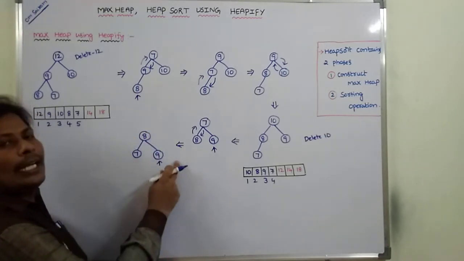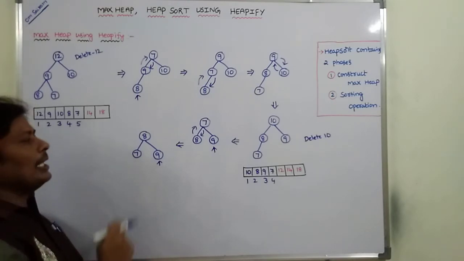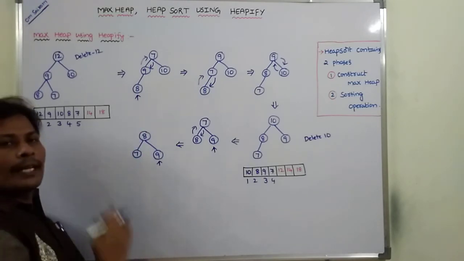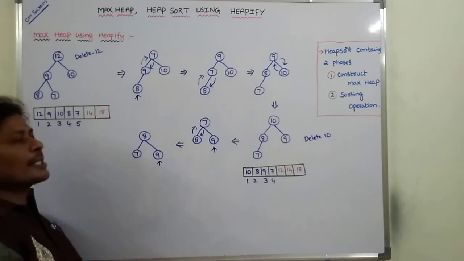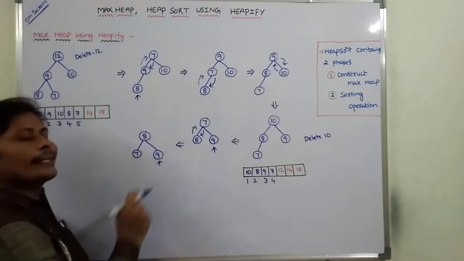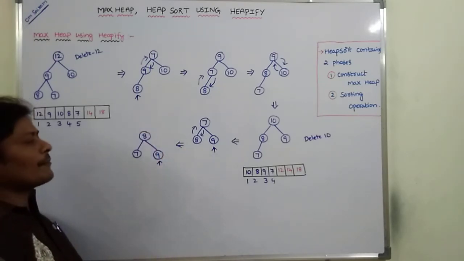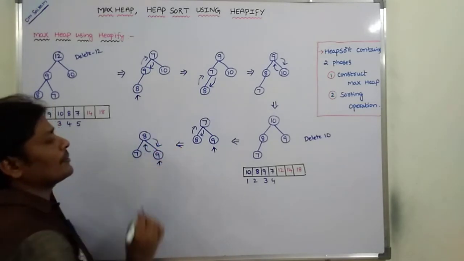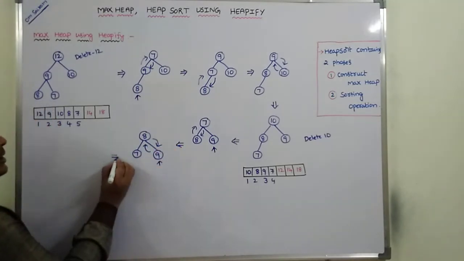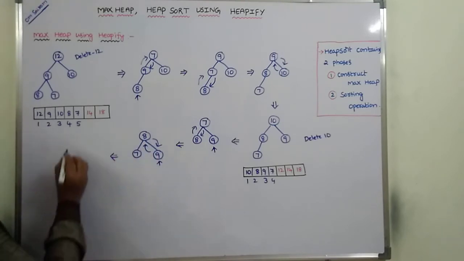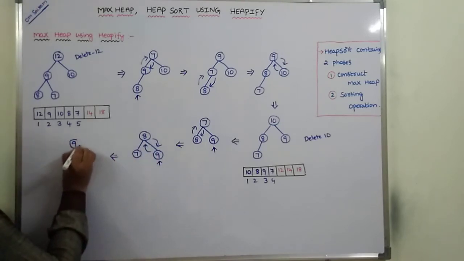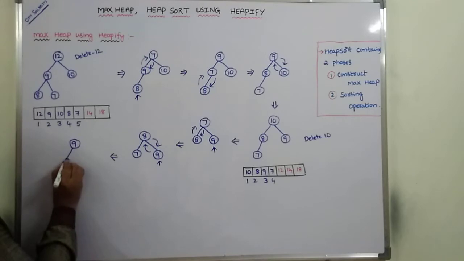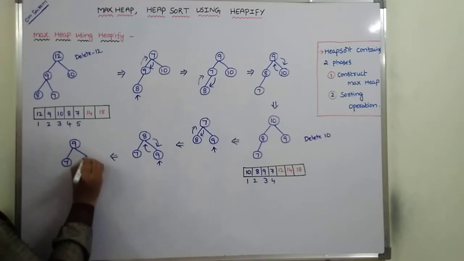One is left child and another one is right child. So 8 is greater than 7. Yes, it satisfies the maximum heap property. 8 is greater than 9? So it is false, so that swapping can be done. It does not satisfy the maximum heap property. So that swapping can be done. After swapping, 9 is the root node. Its left child is 7 and the right child is 8.